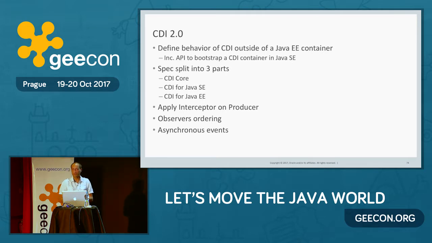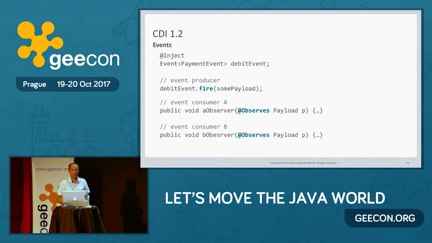I think it's clear that in the Java SE part of the spec, there is an API defined to bootstrap a CDI container in a Java SE environment. For the EE environment, that's defined in the EE part. Important thing here, I would mention, is observers ordering and asynchronous events, which I will show you next.